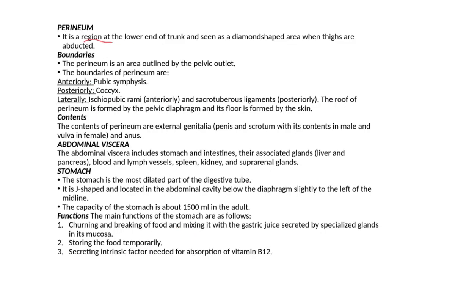Perineum is the region at the lower end of the trunk and seen as a diamond shaped area when thighs are abducted. It means when both the thighs are kept apart from each other or spread out from each other. The perineum can be seen at the end of the lower trunk and it is diamond shaped.